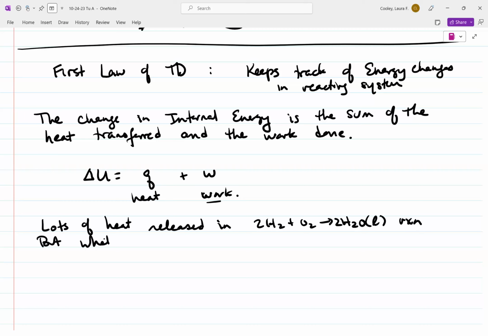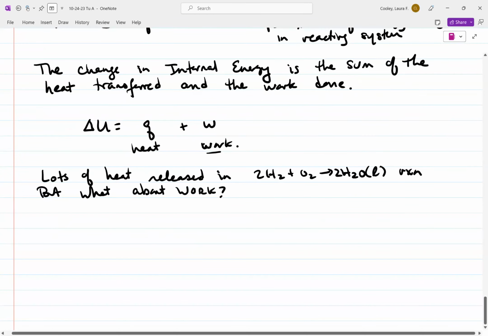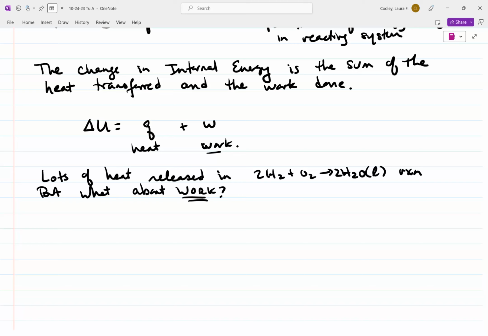But what about work? Okay, well, was any work done? Well, what is work? What are we actually looking for? Okay, so we really have to think about this a little bit.